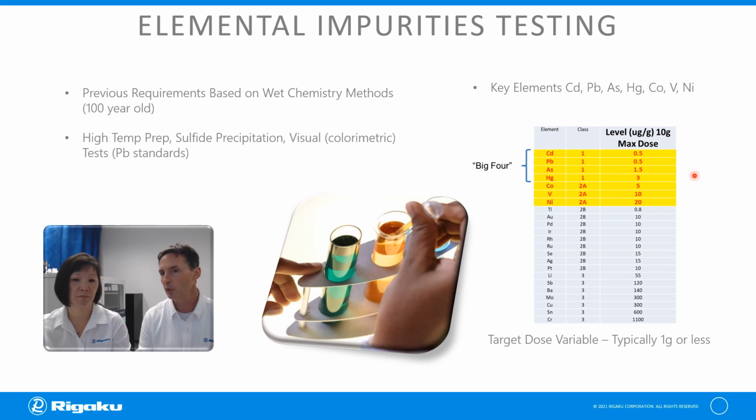The focus of this method is to look at the required testing elements, which are your class 1 and 2A, your big 4, and your 2A. You can easily add in these other classes as well if your product requires you to test them.